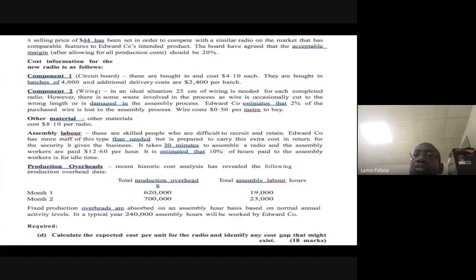Things to click in your mind, that is, this cost that is given is a step cost. Step cost meaning it has got some element of variability and it has got some fixed element as well. So you need to separate the two. Like I said, to separate the two, we have various methods: scatter diagram approach, linear programming approach, and then we have our high-low method.